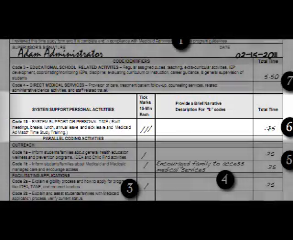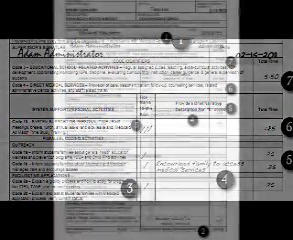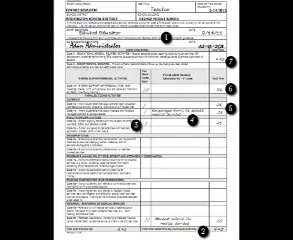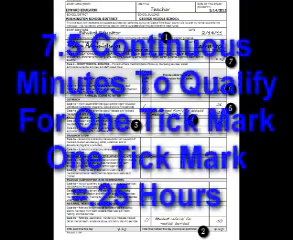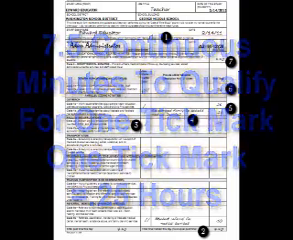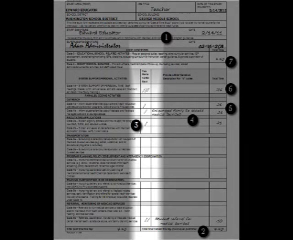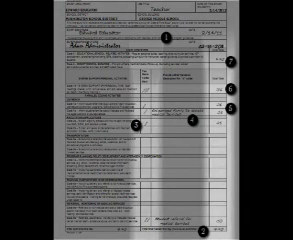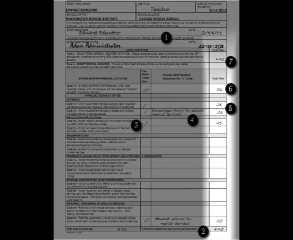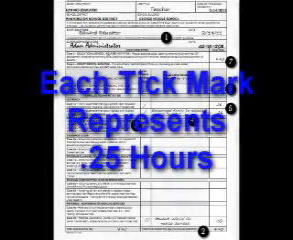We have come to the end. We are going to now talk about finishing up on the time study form. Each tick mark represents a 15-minute period of time. A person should do a minimum of 7.5 consecutive minutes to qualify for the 15-minute tick mark. So we're going to transfer the time from the tick marks to the far right-hand column in numerical form. So each tick mark represents a 0.25 period of time.